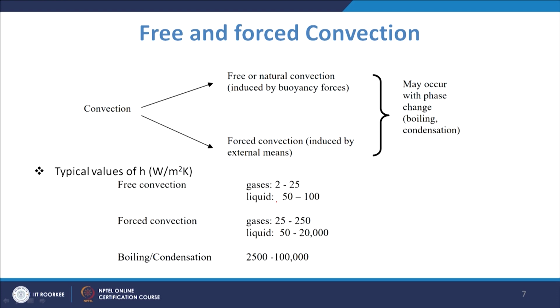In the case of boiling and condensation, it is even more, going from 2500 to about 1 lakh watt per meter square Kelvin. So, you can see how the order of heat transfer changes depending on whether the convection is by a free mechanism or a forced mechanism.